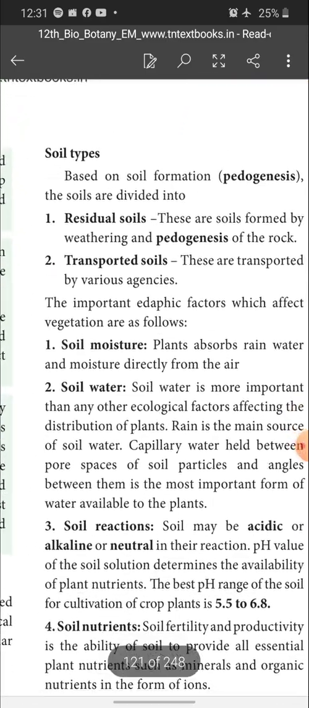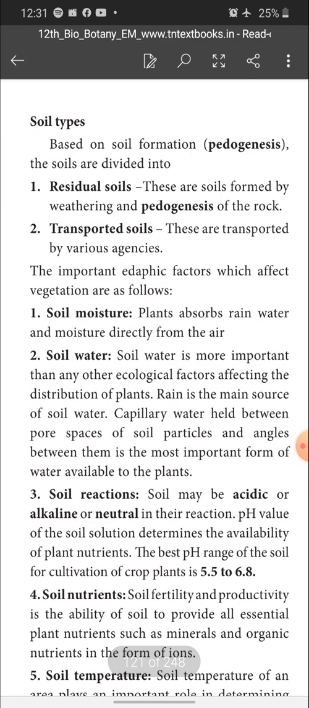Next, soil types. Based on soil formation, that is pedogenesis. What is pedogenesis? The formation of soil is called pedogenesis. The soils are divided into residual soil and transported soil. What is residual soil? These are the soils formed by weathering and pedogenesis of rock. What is transported soil? Soil formed by transportation by various agencies is called transported soil. If the soil is formed by the erosion or weathering of rocks, it is called residual soil.